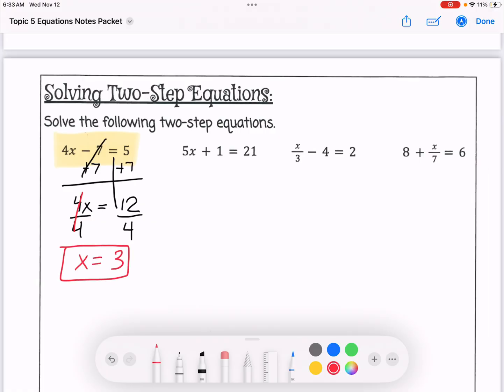And to check my answer, if I plug 3 back in, 4 times 3 minus 7. Well, 4 times 3 is 12. 12 minus 7 equals 5. And yep, that's what I started with. So x equals 3 is the correct answer.